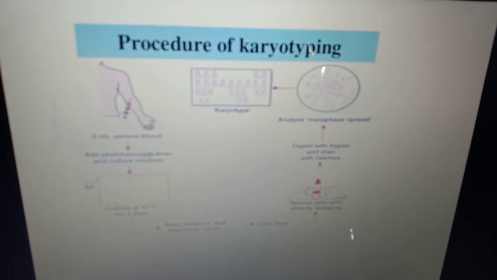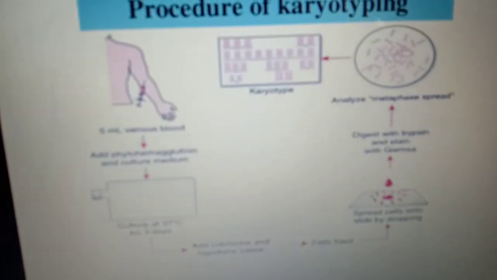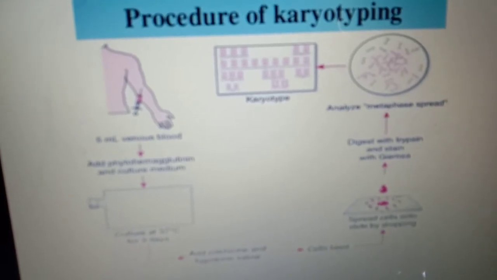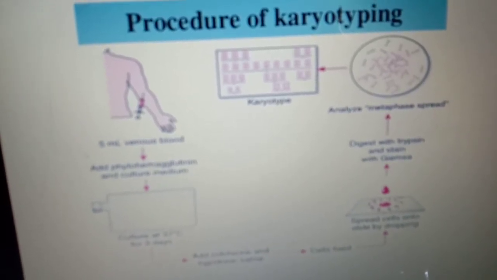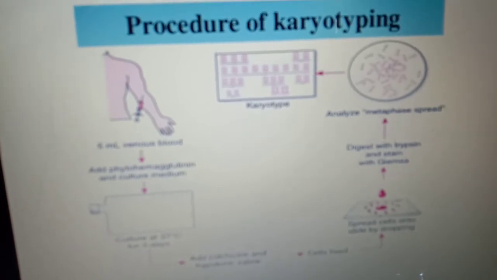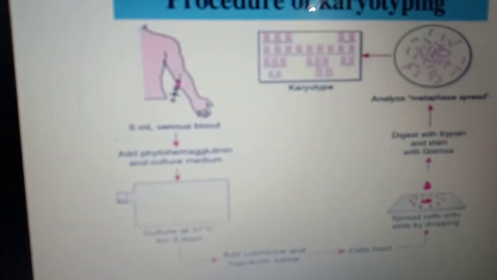So this is the procedure of karyotyping. Here you can see, we require 5 ml of venous blood. After that, add phytohemagglutinin and culture in medium. Culture at 37 degrees Celsius for 3 days. Then add colchicine and hypotonic saline. Then fix the cells. Then spread the cells onto a slide by dropping.